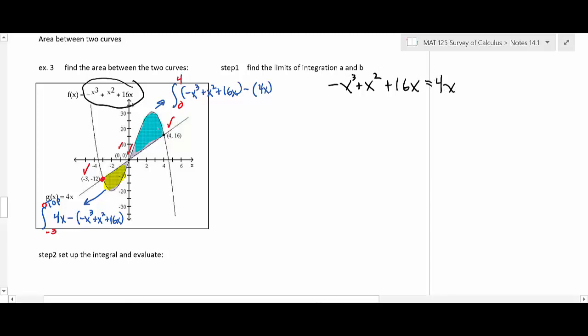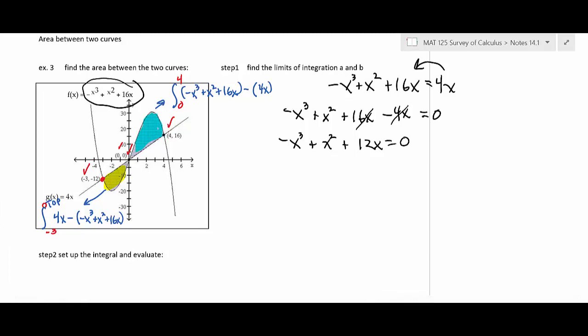So how do you solve an equation like this? Well, you got to get everything on one side set equal to 0. So what I'm going to do is just slide the 4x over here to get negative x to the third plus x squared plus 16x minus 4x equals 0. Okay, I do have a like term that goes together. The 16 and 4 go together. That'll give negative x to the third plus x squared plus, what is that, 12x equals 0. Now you got to solve that equation. How do you solve an equation like that? You can factor an x out, right?